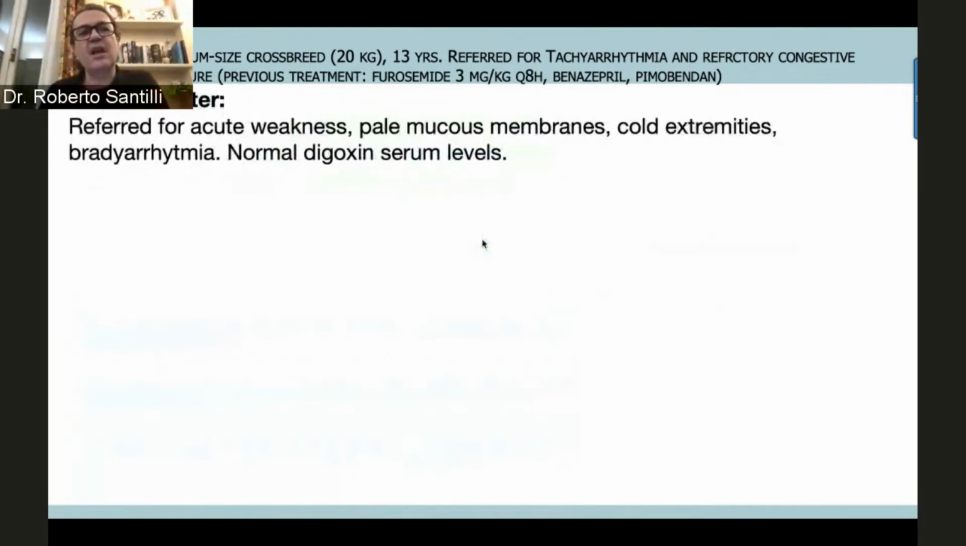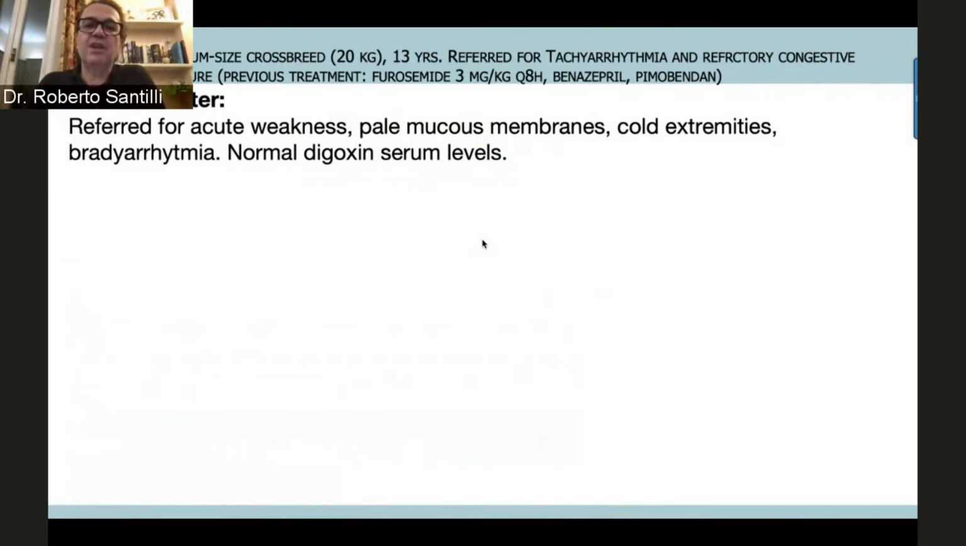But 2 months after, suddenly he came back with acute weakness, pale mucous membranes, cold extremities, bradyarrhythmia, and a normal DIG level. So the first thing that we suspected obviously is a digoxin intoxication, because maybe he developed renal failure, or he developed hypokalemia, or he developed low albumin level. These are the 3 main causes to have digoxin increased levels and therefore digoxin toxicity.